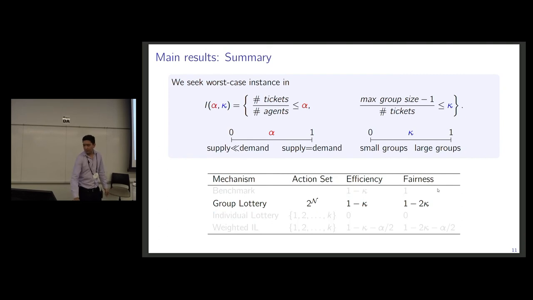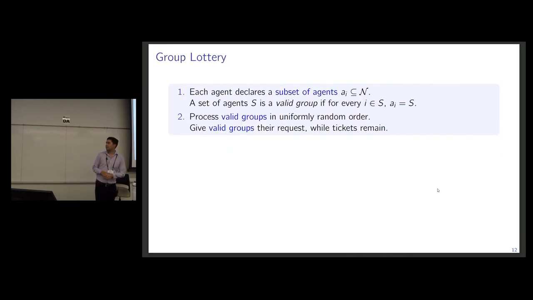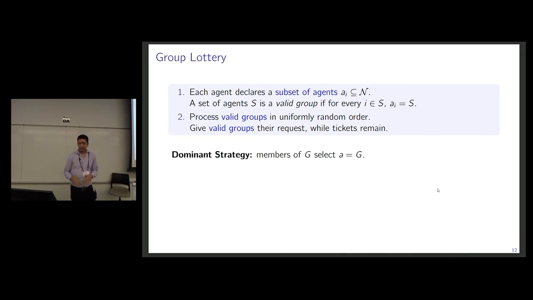So let me start with the group lottery. So here, as I just said, an agent is basically declaring a subset of agents. And then we're going to say that a set S is valid if every agent in this set declares S as their group. Then we simply place valid groups in a uniform random order, and we process them sequentially. So what we show here is that it's dominant for groups to truthfully reveal their group.